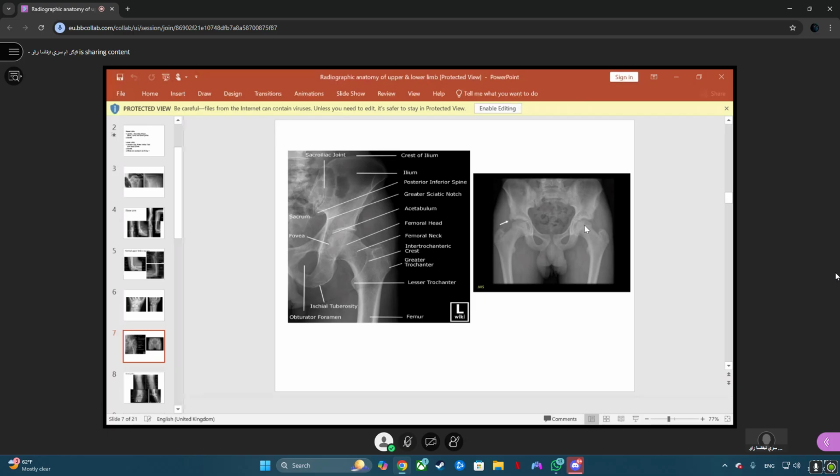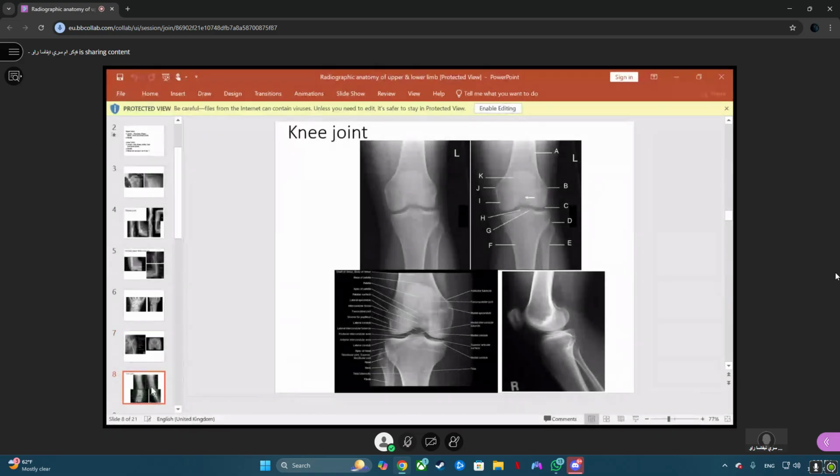So you should know in the exam which are the bones which go for avascular necrosis. One of the bones which goes for avascular necrosis is the head of the femur. This can be asked in your exams also. Next, coming to the knee joint.